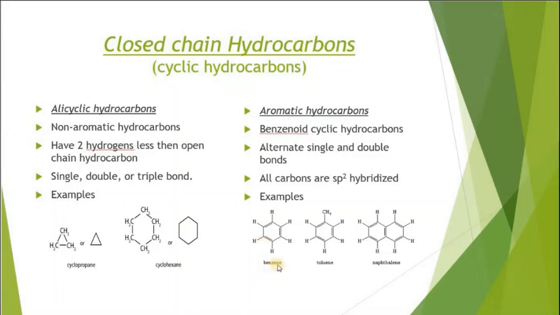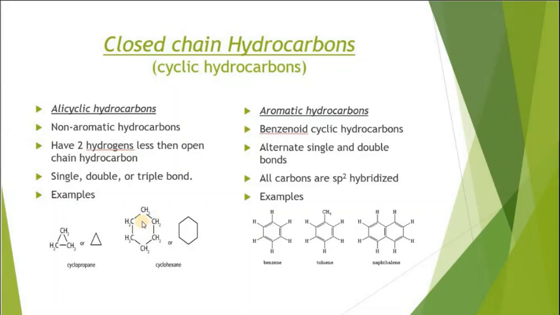Similarly, derivatives of benzene, the compounds which can be derived from benzene but have the basic core structure of benzene in them, are also included in this type. For example, toluene has a methyl group attached to the benzene ring. Similarly, when 2 benzene rings combine together, they make naphthalene, so it is also included in aromatic hydrocarbons.